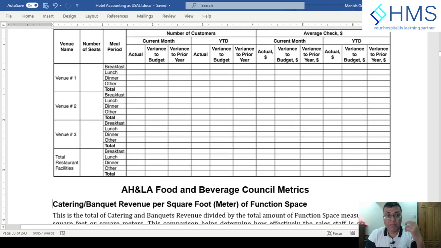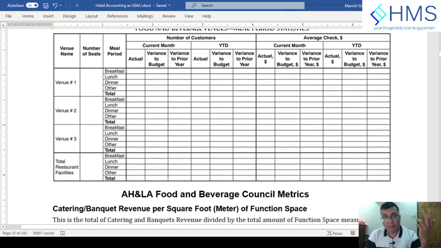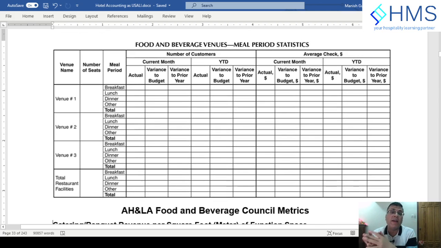Then the other statistics that the hotel has to prepare is by meal period, because the F&B venues are run for breakfast, lunch, dinner, supper, and other meal periods. So it's prudent to understand how many customers are coming in each meal period and how much they are spending in each meal period. Your POS system, whatever you are using, should be able to generate this data for you automatically. Otherwise it will become very, very difficult for hotels, small hotels, to generate these statistics, because it's quite complicated if you do it manually. The POS needs to be able to generate this report automatically, without any problems.